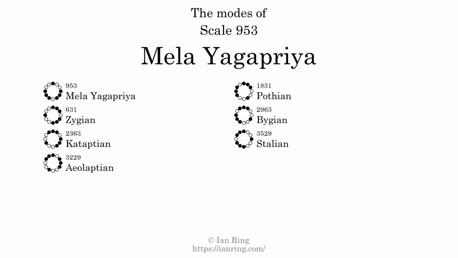The seventh and last mode is scale 3529, also known as Stalion. It sounds like this.